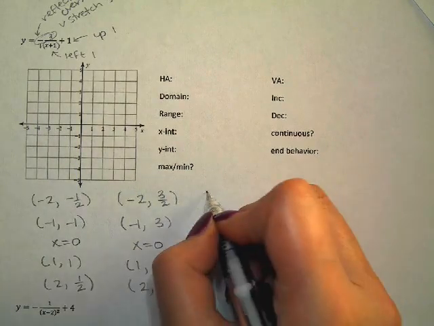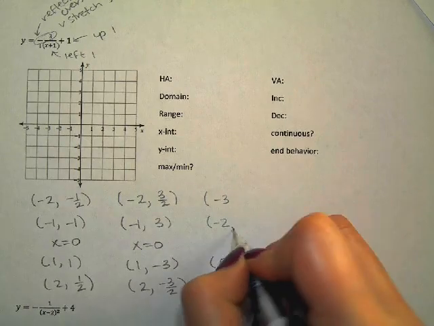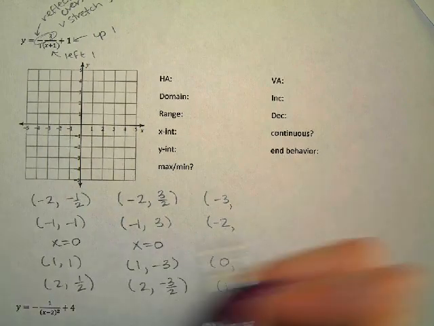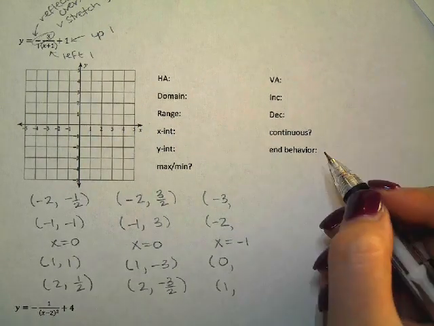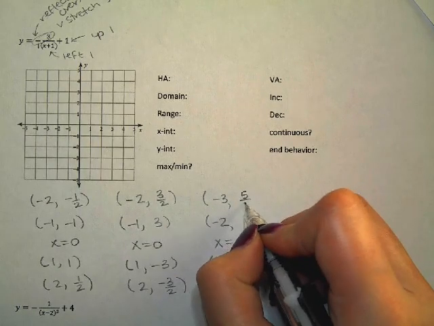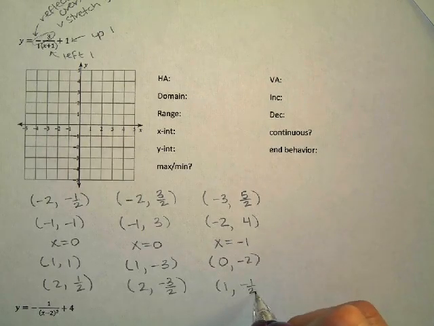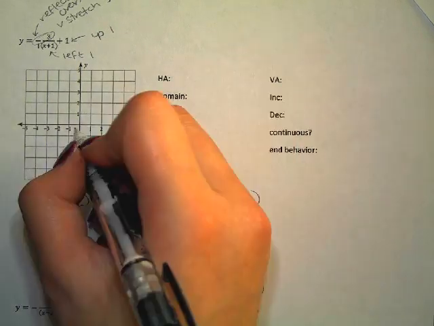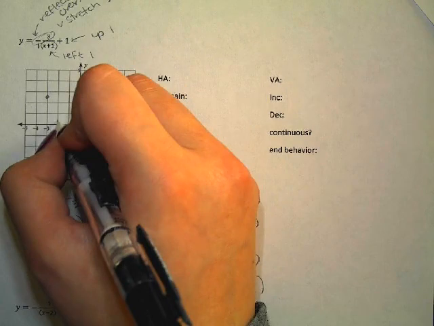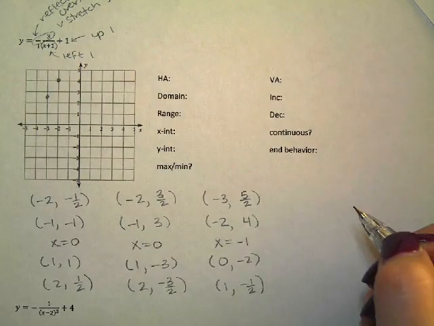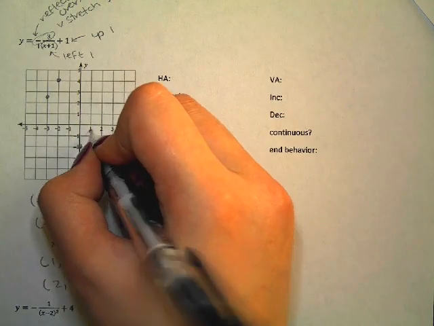And then we're going to go left 1 for each point. If the vertical asymptote was at 0 and you shifted it to the left 1, it would move, so x equals negative 1. And then we're going to go up 1 for each point. Okay, so we have left 3 up 2.5. That's what 5/2 is, 2.5. Left 2 up 4. 0, negative 2. 1, negative 1/2.